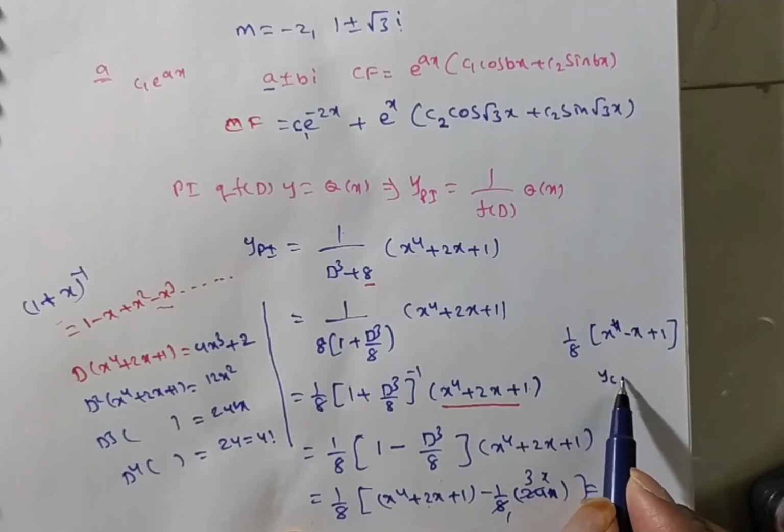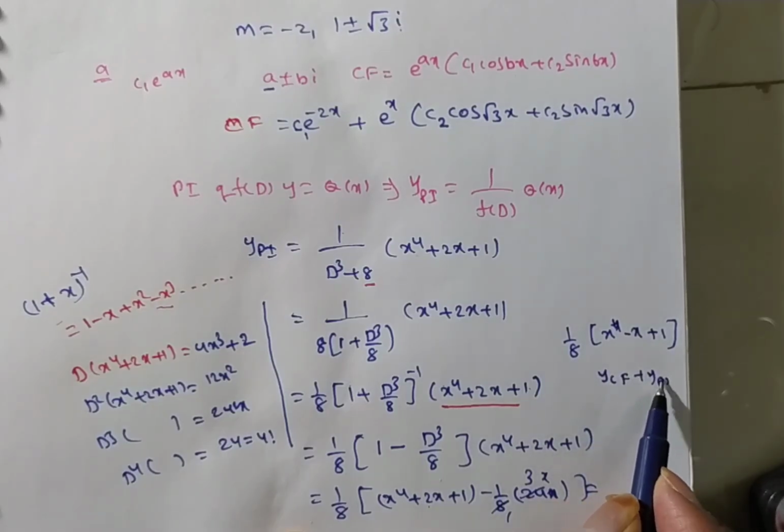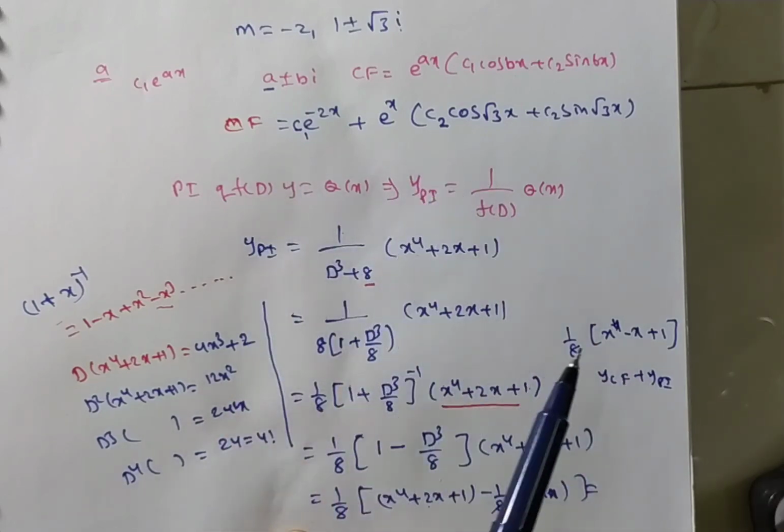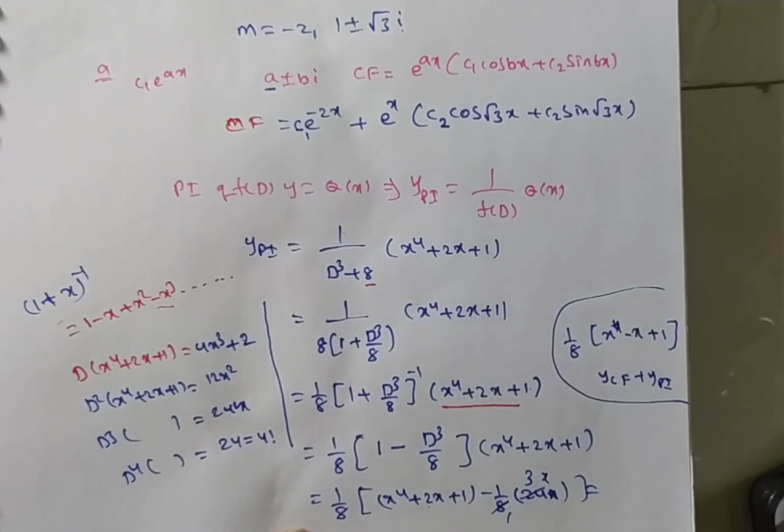Hence the general solution is y equals CF plus PI. So you need to write the complementary function plus the particular integral. Okay, is it clear for everyone?